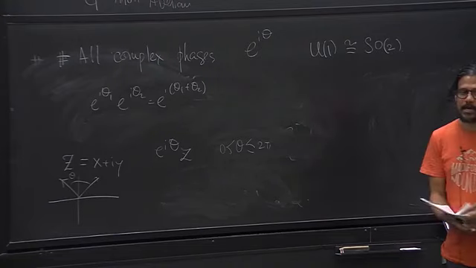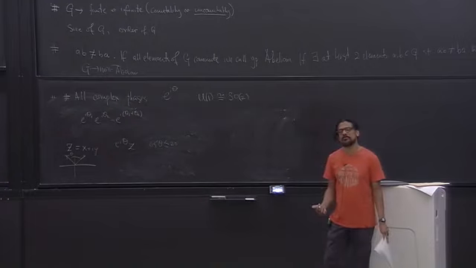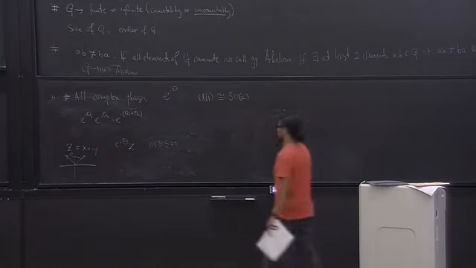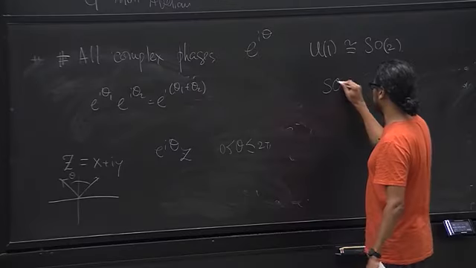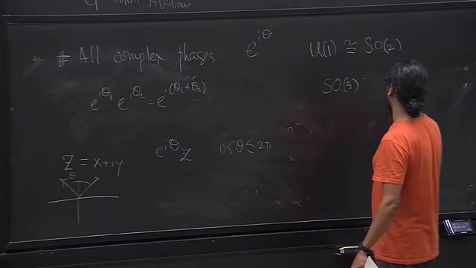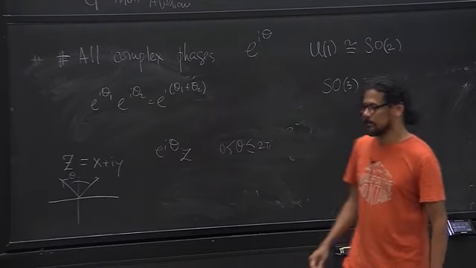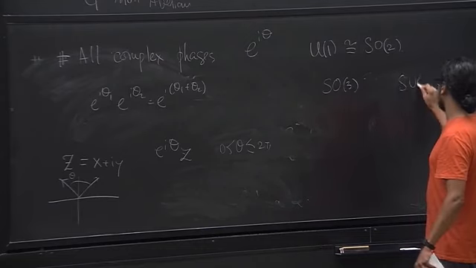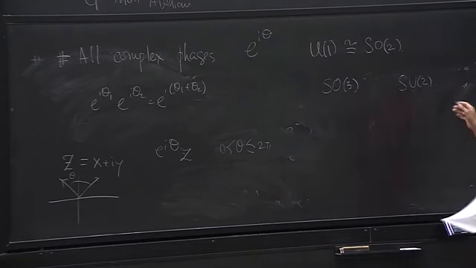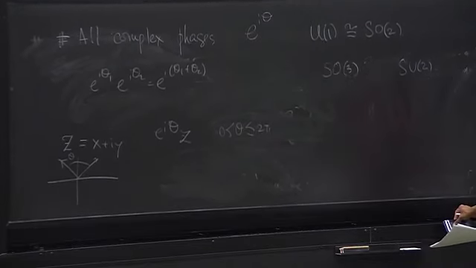Later we'll see examples where there are two groups which are not isomorphic but homeomorphic, and the group of rotations in 3 dimensions, SO3, we'll see is homeomorphic to SU2. And we'll actually explore that geometry in detail. All right, so let's move on to more definitions.